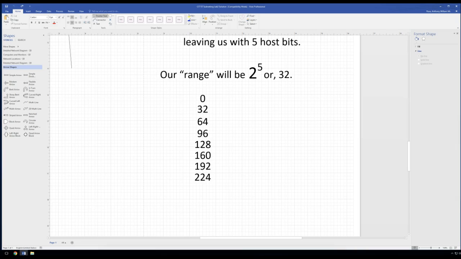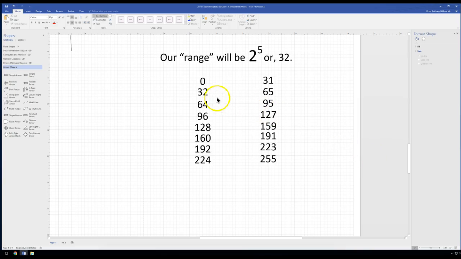So now what I've done is I went in and for each of these ranges, we started at 0, 32, 64. If 32 is the beginning of the new range, then 31 is the end of the previous range. If 64 is the beginning of this new range, then 63, not 65, is the end of that particular range. Hopefully all these other numbers are correct.